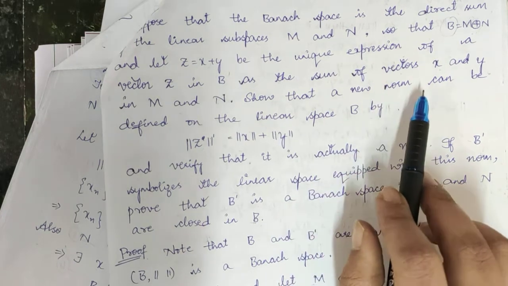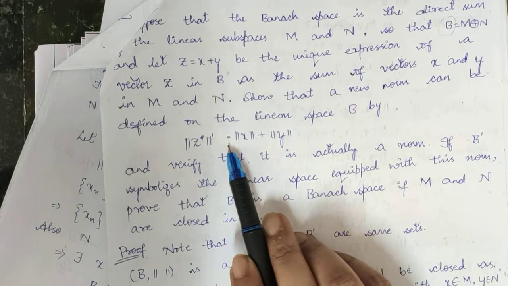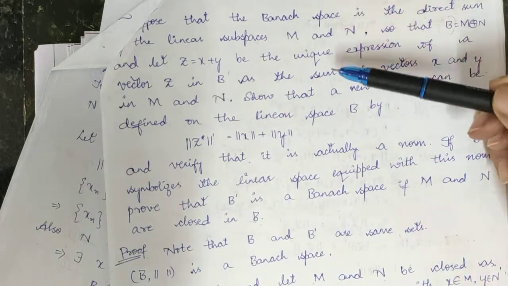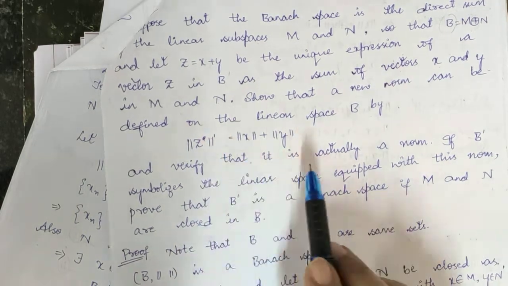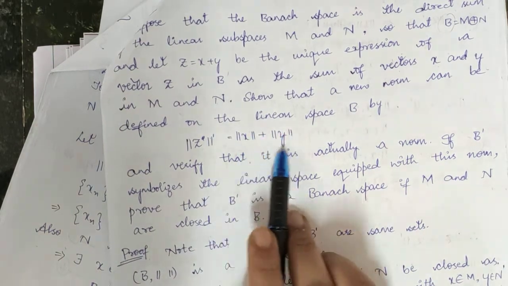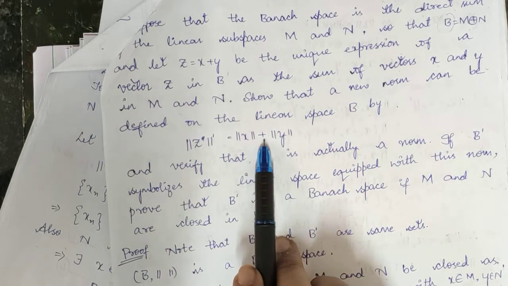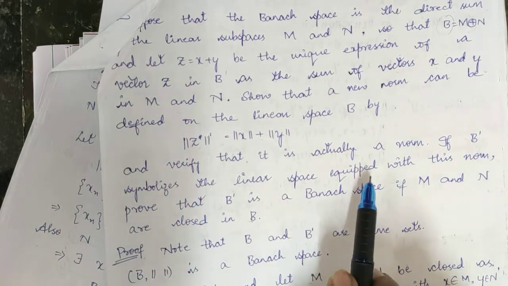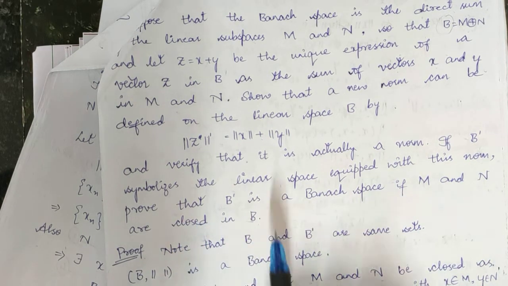We have to show that a new norm can be defined on the linear space B by norm Z prime is equal to norm X plus norm Y. This is what we are supposed to prove. From this data we have to show that there exists a new norm, and I can express that new norm as norm X plus norm Y, and we have to verify that it is actually a norm. In order to prove that it is actually a norm, what do I have to do? I should prove the four properties, right? Then if B prime symbolizes the linear space equipped with this norm, prove that B prime is a Banach space if M and N are closed in B.